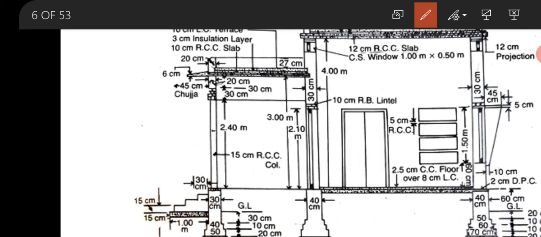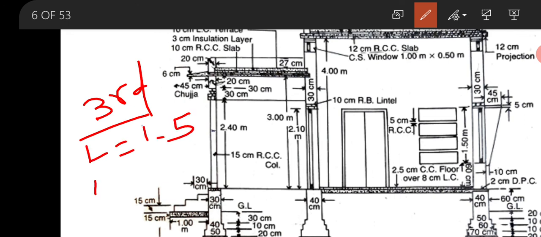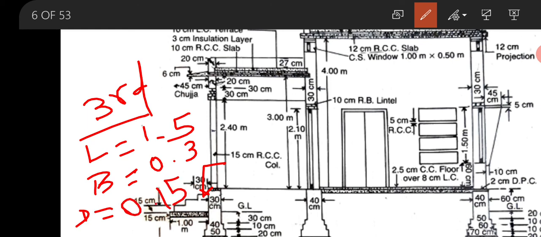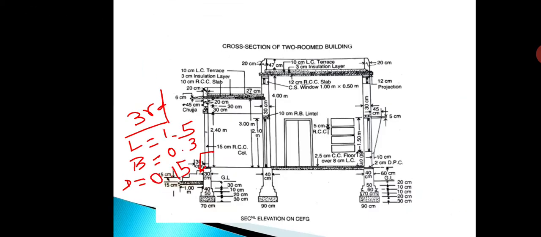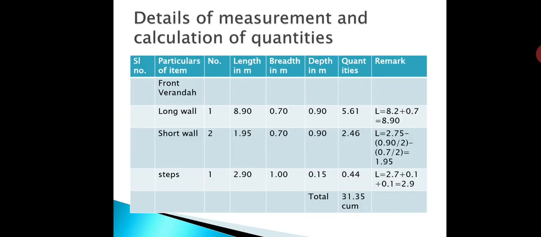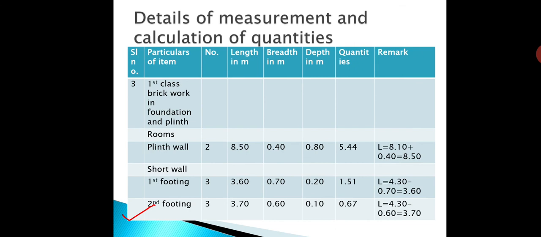Then for third step, the length is given as 1.5, breadth will become only this portion, that is 0.3, depth is 0.15. Clear? So this is how we will calculate the steps.